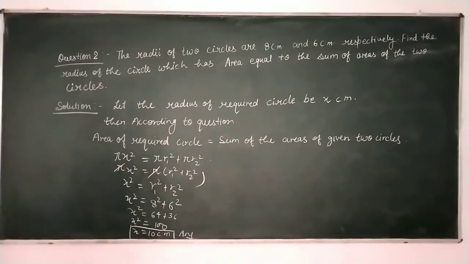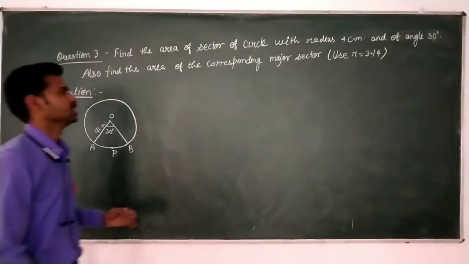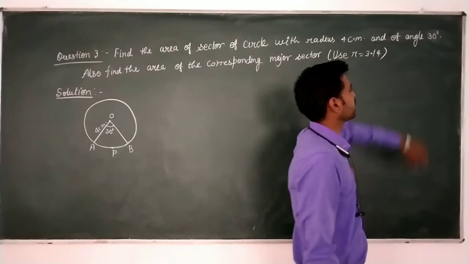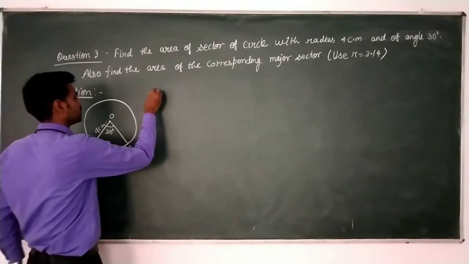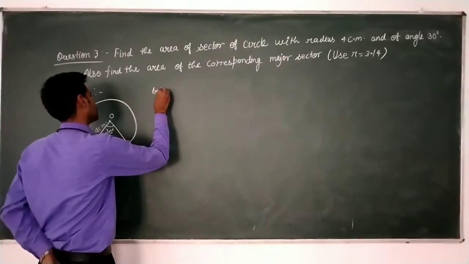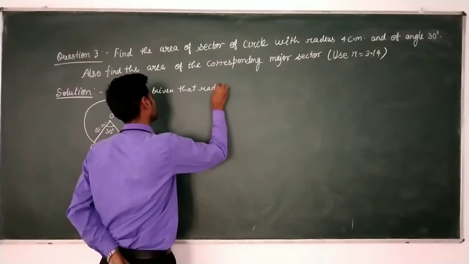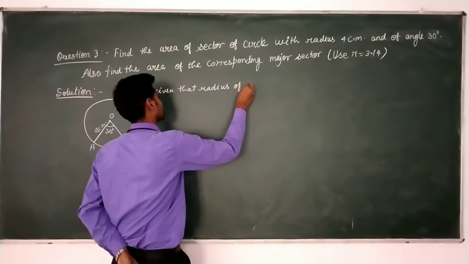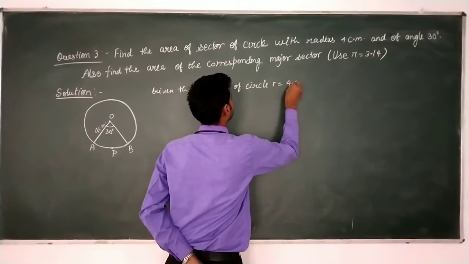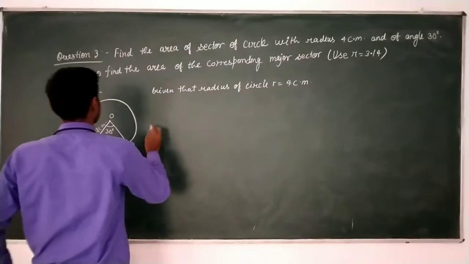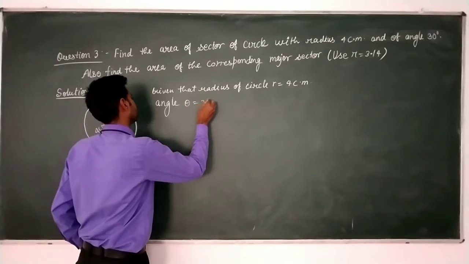Now the third question is: find the area of the sector of a circle with radius 4 centimeter and angle 30 degree. Also find the area of the corresponding major sector. Now, given that the radius of the circle, small r, is equal to 4 centimeter and angle theta is equal to 30 degrees.